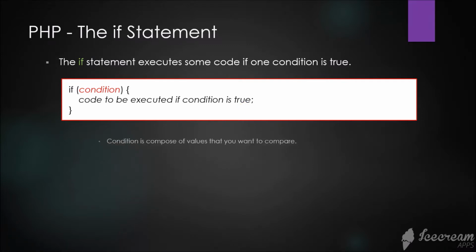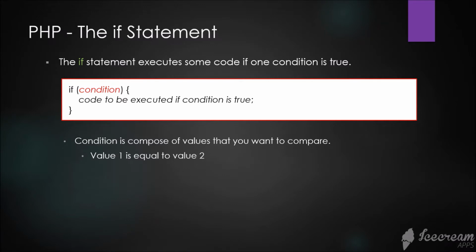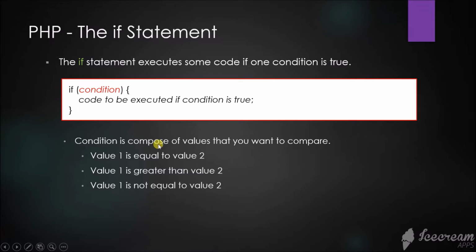Okay, so a condition is composed of values that you want to compare, like value 1 is equal to value 2, or value 1 is greater than value 2, or value 1 is not equal to value 2. Okay, so we have here equal to, greater than, and not equal to. Those are what we call the comparison operators. So if you are familiar with PHP operators, those are what we will use for this part.